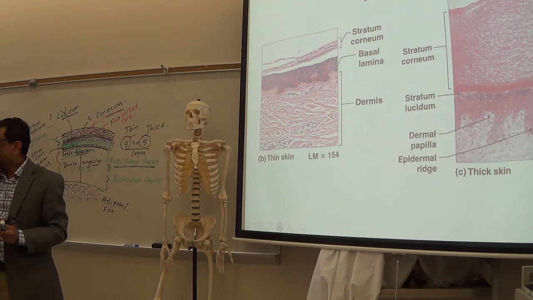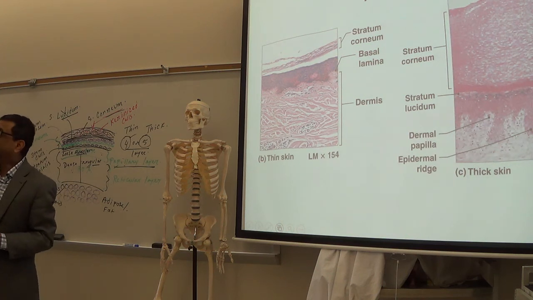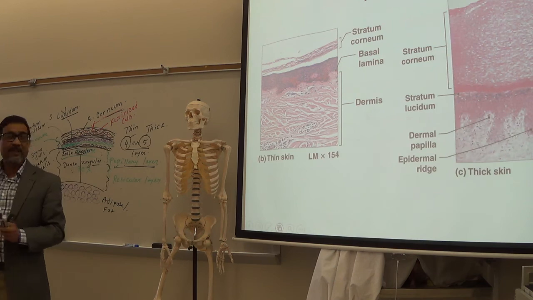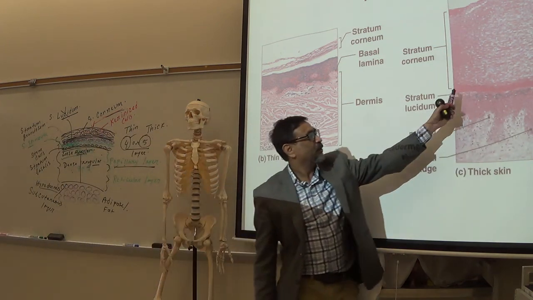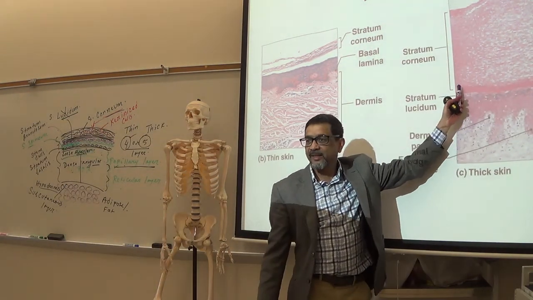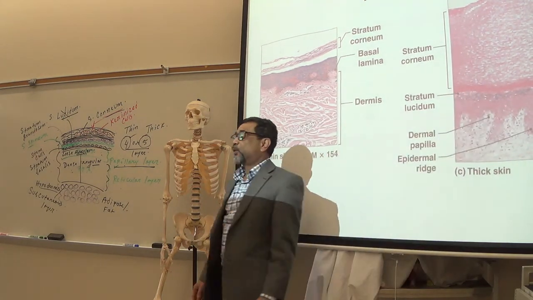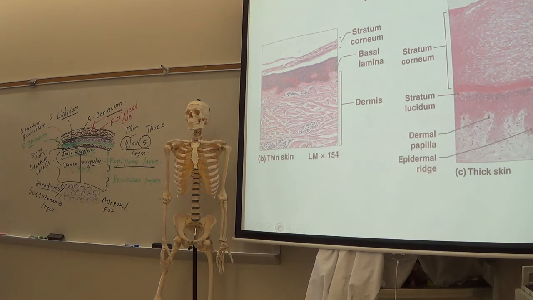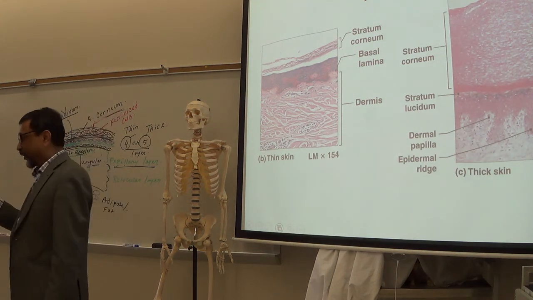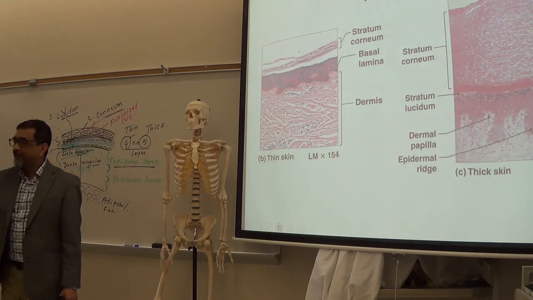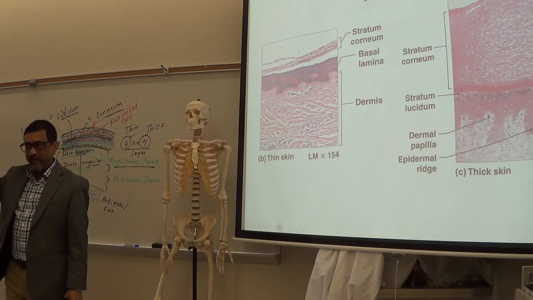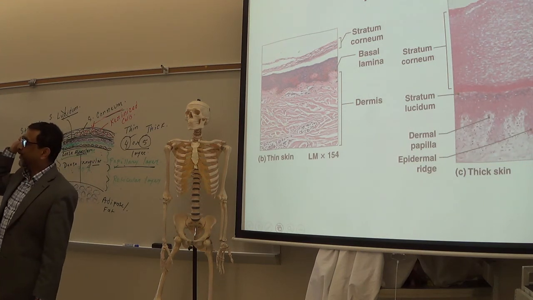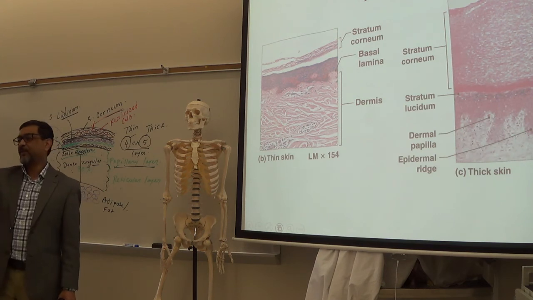Clear? But if I ask you which layer is absent in the thin skin, that is this layer, lucidum, glass-like transparent layer. So two different things. Lucidum has nothing to do with the thickness. Corneum gives thickness. So I'll ask both. Which layer is absent in thin skin? Lucidum. Make sense? But if I ask you which one gives thickness of the thick skin, that's the corneum.